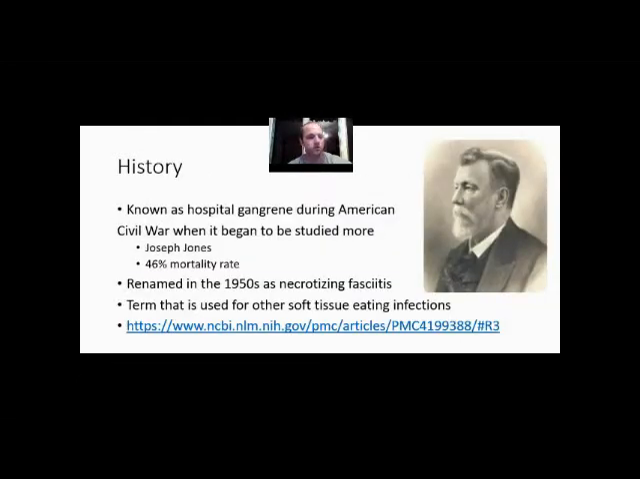That's how it was known during the Civil War, which is when the disease became much more regularly studied. The term was coined because these Civil War surgeons would do their job as best as they knew how and remove the limbs of injured soldiers.